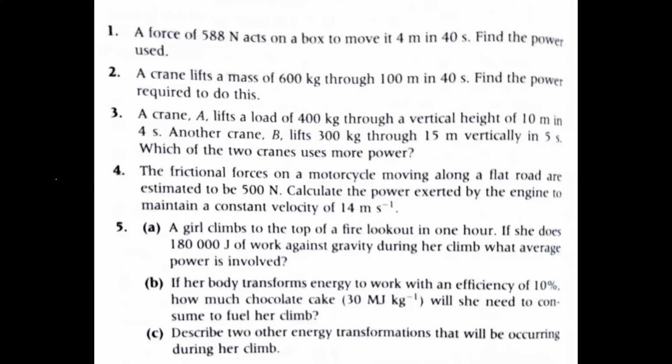Now we are doing number 1 first. We have a force of 588 newtons acting on a box. Sorry, a box moves 4 meters in 40 seconds. Calculate the power. Remember, we said power is equal to force times distance over time.